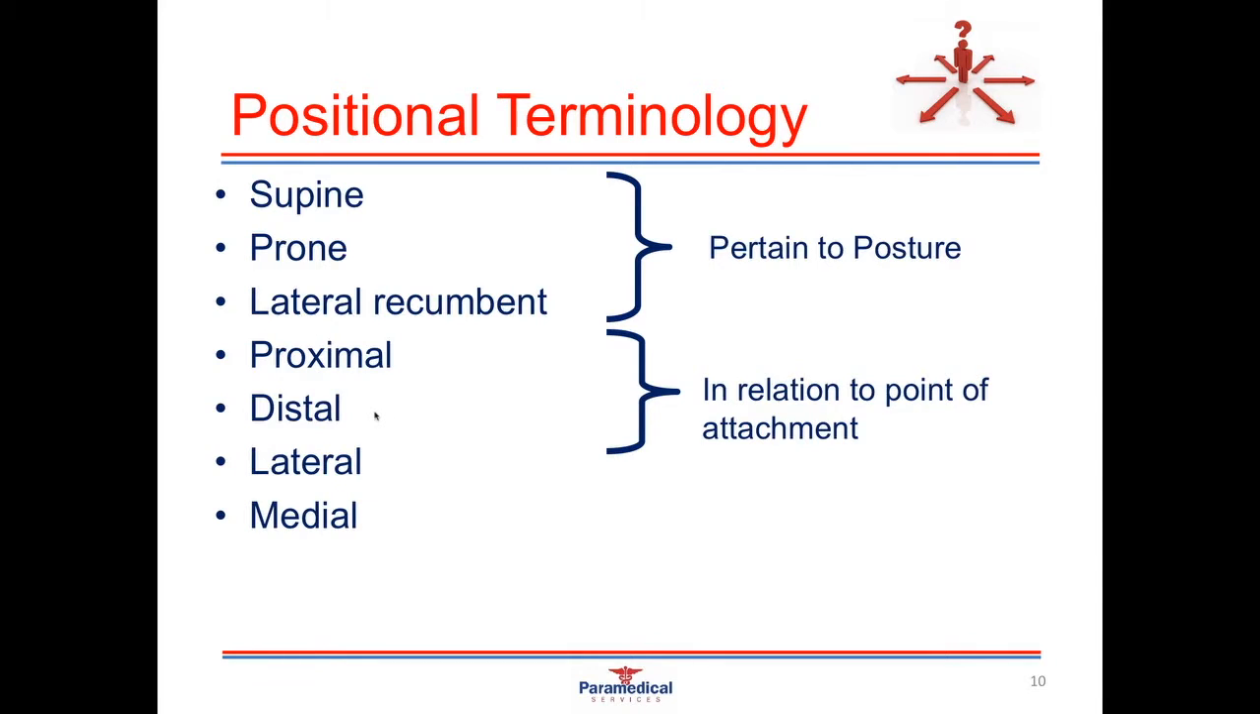The next two terms are describing where something may be in relation to the midline running down the center of the body. So when something is lateral, it means it's to the side of the body. Whereas if something is medial, it means it's in the center of the body. So I could say my belly button or my umbilicus is medial to the center of my body, whereas my hip bone may be lateral to the center of my body.